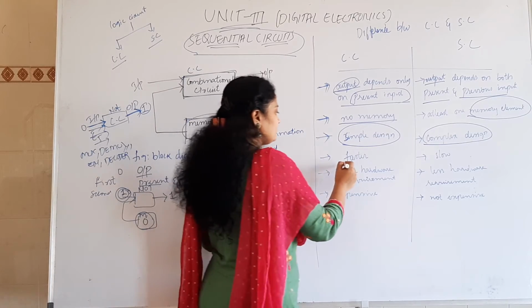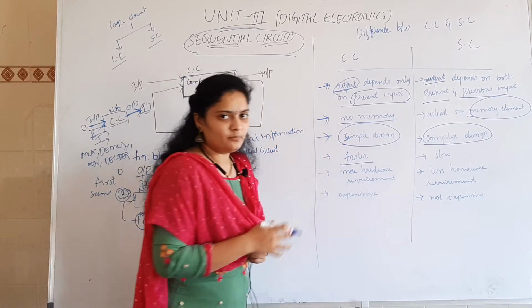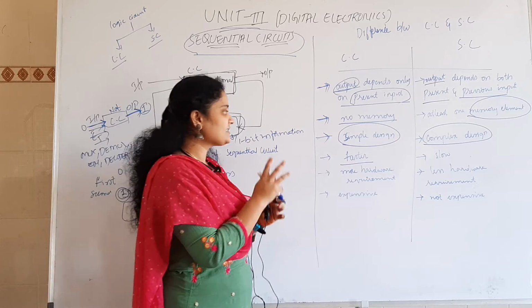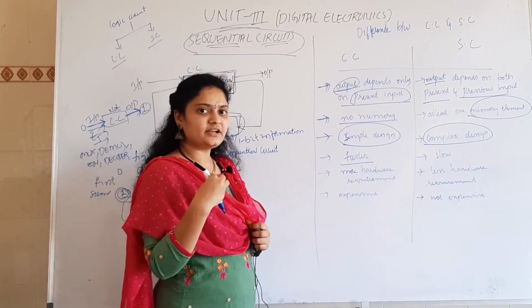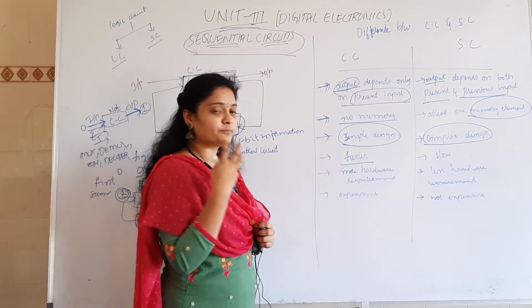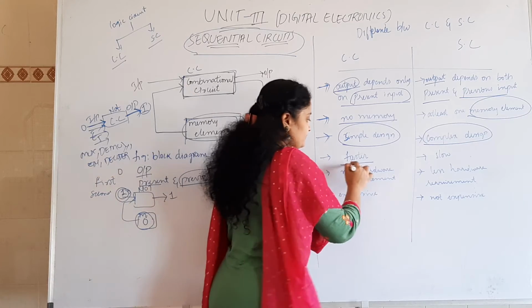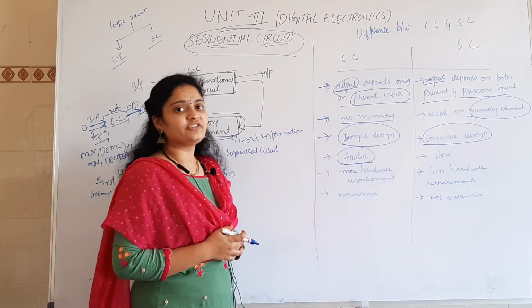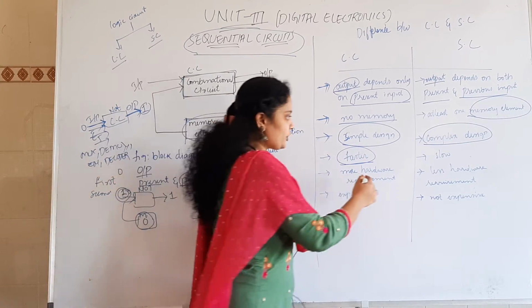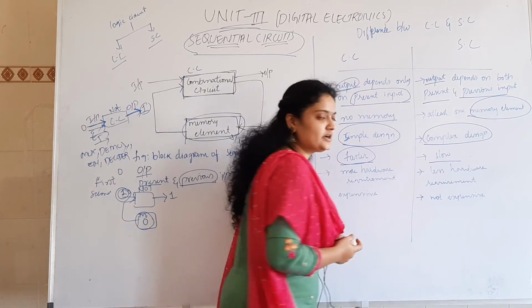Next, if it has a simple design, the required result is going to be processed fast. Processing of information is fast in a combinational circuit, and processing of information is a little bit slow in a sequential circuit.